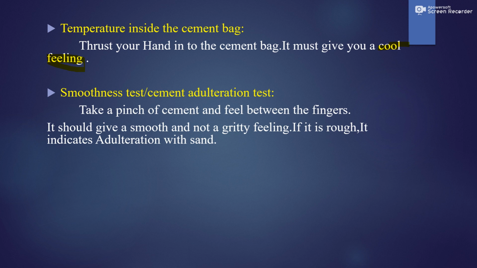Then only the cement is free from sand or any rough particles. If it is rough, it indicates adulteration with sand. Some sand is mixed into the cement. You need to feel a smooth feeling, not a rough one. If it is rough, it means some sand particles are also present in that cement bag. So like this, you need to check the smoothness test or cement adulteration test.